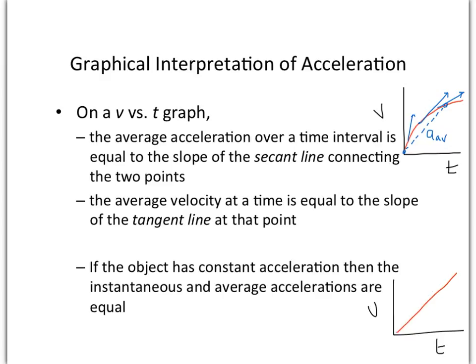So the average acceleration between this point and the instantaneous accelerations all along here, you might say that secant line and the tangent lines are all the same thing when you have a constant acceleration. All right, so that's what's going to make our class a little bit easier conceptually.